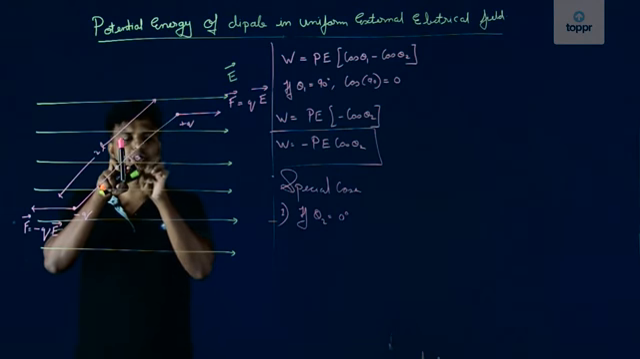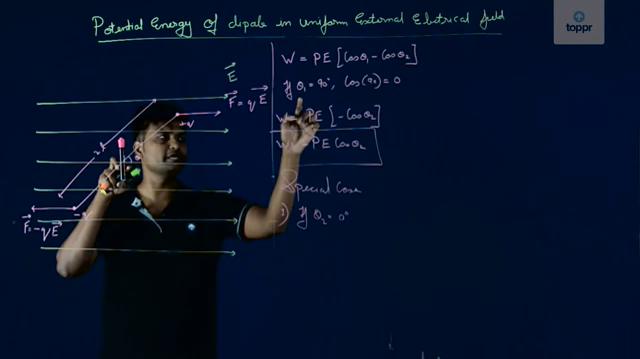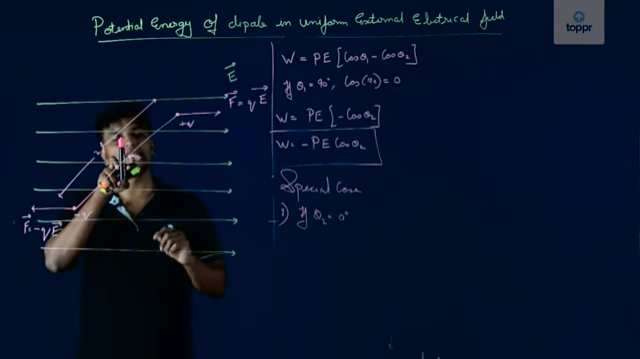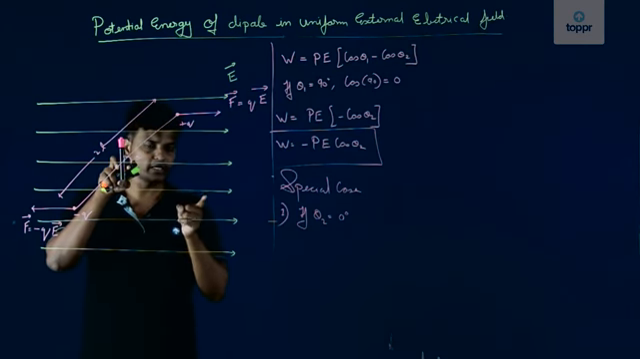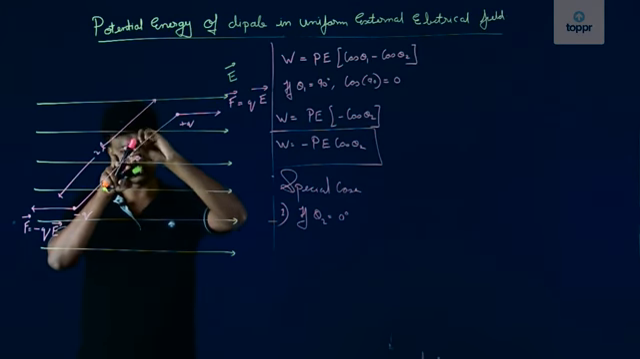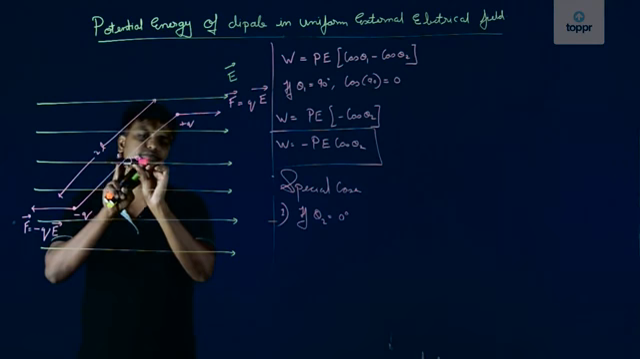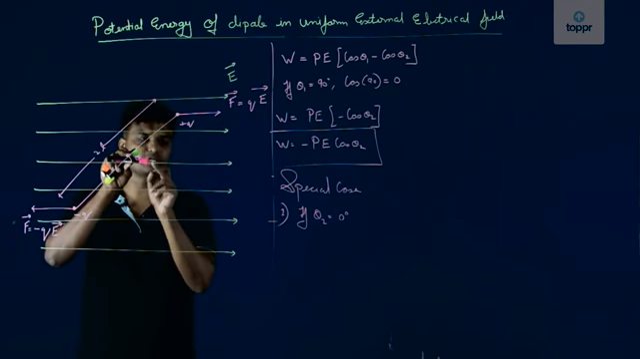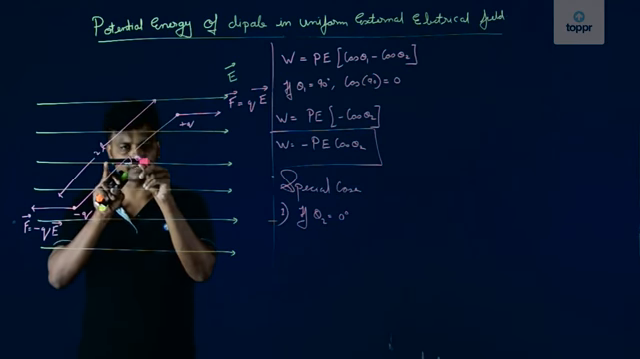So this is theta 1, which is nothing but what? 90 degrees. We have already considered theta 1 as 90 degrees. And then theta 2 is nothing but the final angle, which is equal to 0 degrees. That means the dipole has been rotated like this, right? So the positive charge is pointing here and the negative charge is over here.